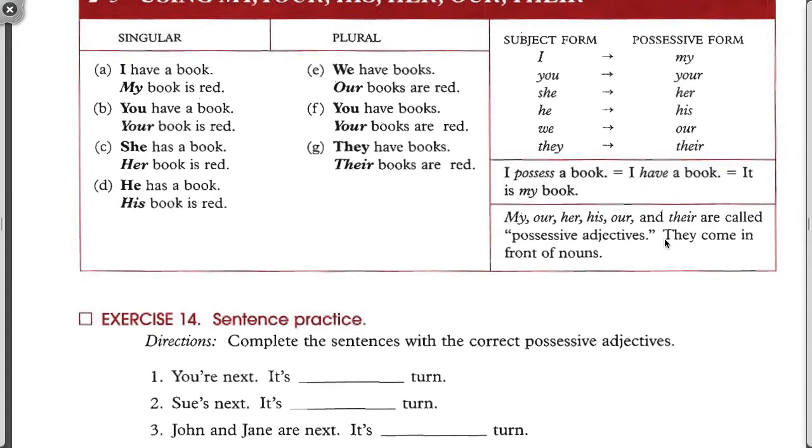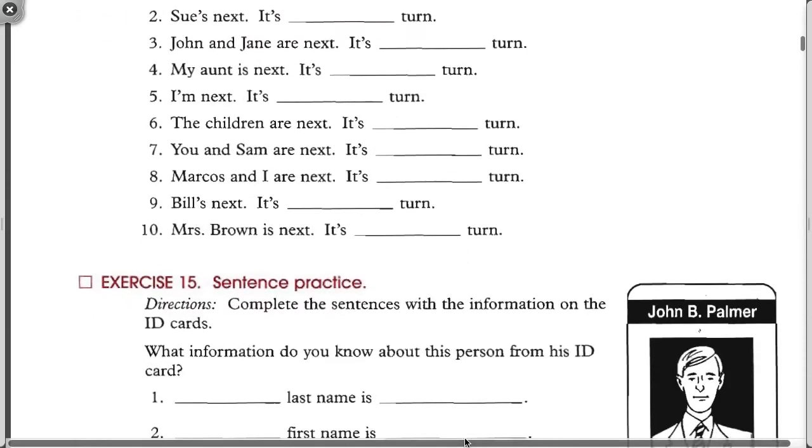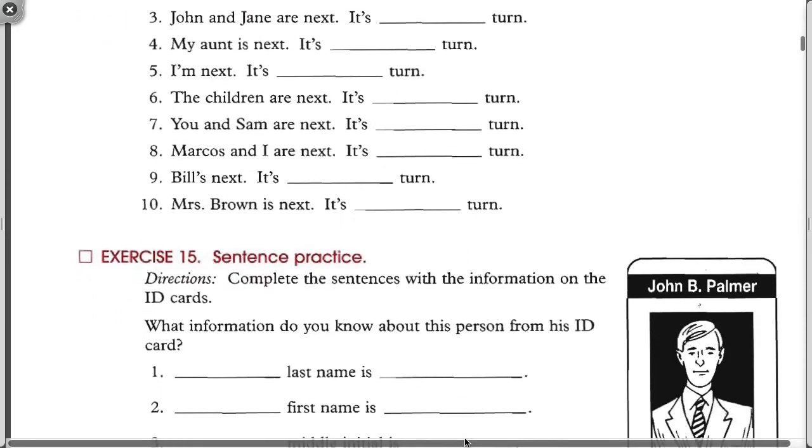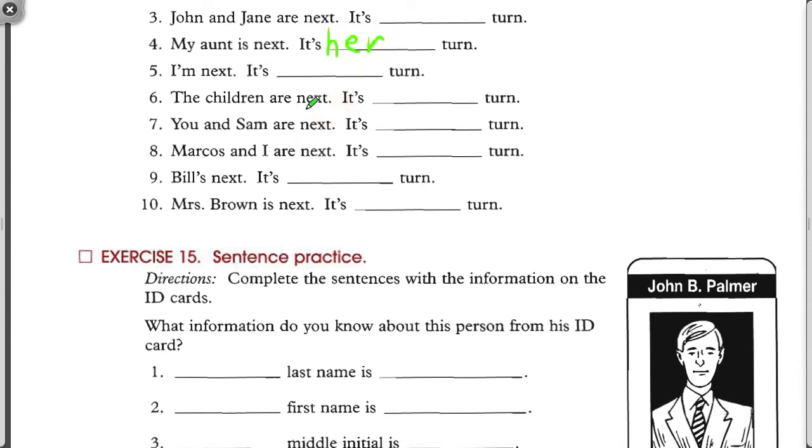Sue's next. It's here. It would be her. It's her turn. Number 3, John and Jane are next. It's their turn. Number 4, my aunt is next. It's her turn. Number 5, I'm next. It's my turn.